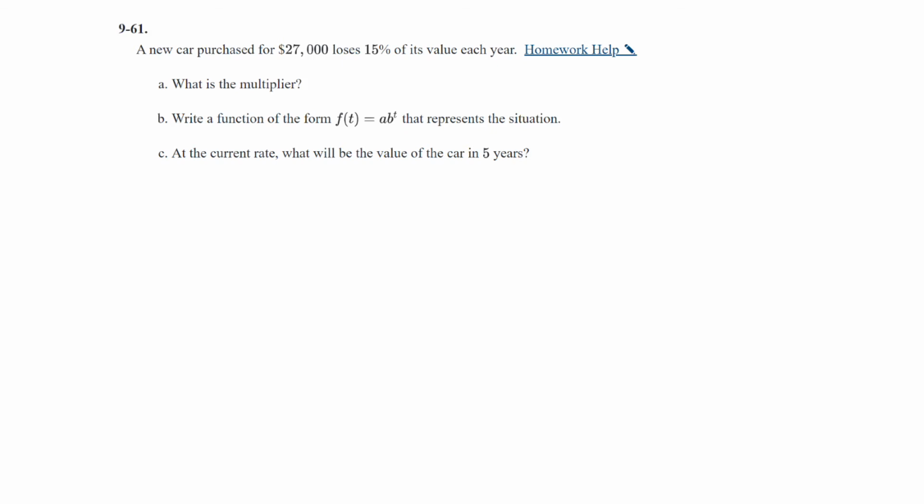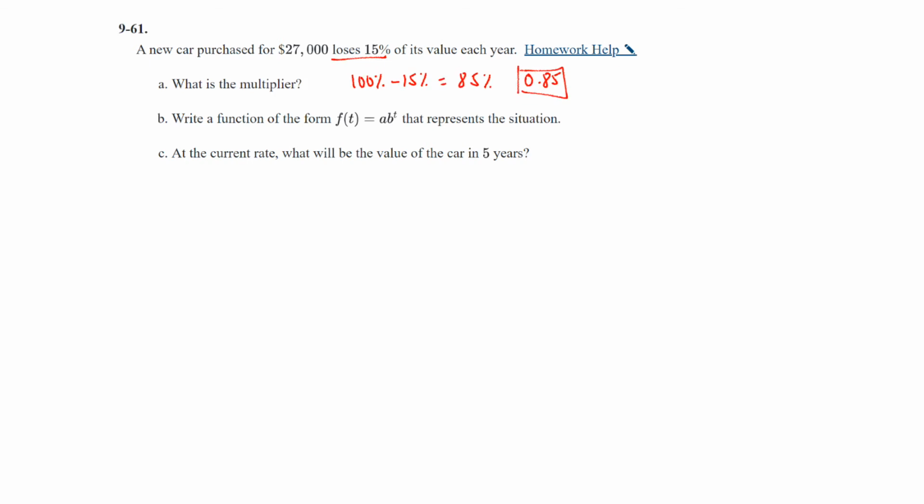Question 61. A new car purchased for $27,000 loses 15% of its value each year. What is the multiplier? So we're looking for the multiplier. So what do we need to multiply the 27,000 by? It's losing 15%. So we started at 100% and we lose 15%. So that's going to put us at 85%. So the multiplier would be 0.85.